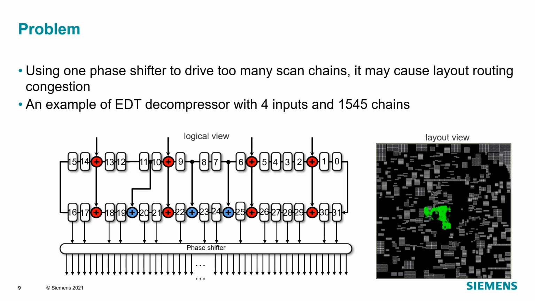One monolithic massive circuit like this may lead to routing congestion, as can be seen on the layout picture. The green triangles represent EDT logic. So this is clearly not the way to go. The phase shifter has to be segmented, and we have been doing it for a long time. But this is the first time we are presenting the synthesis algorithm behind it.